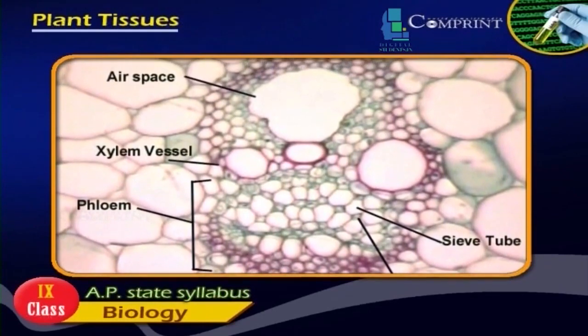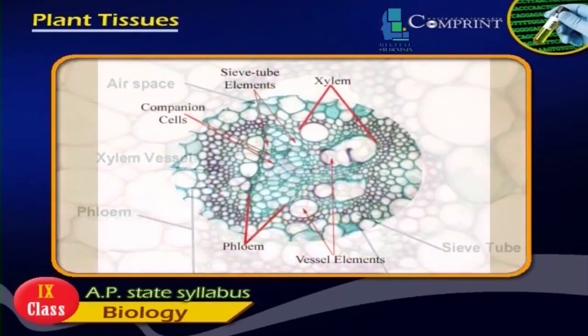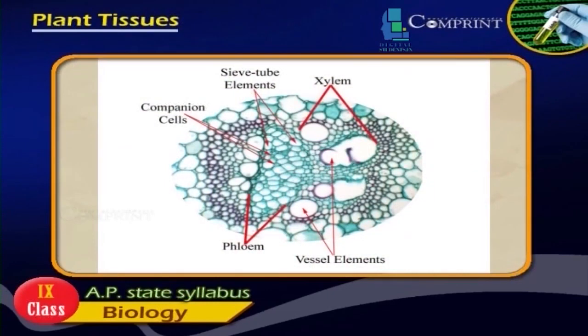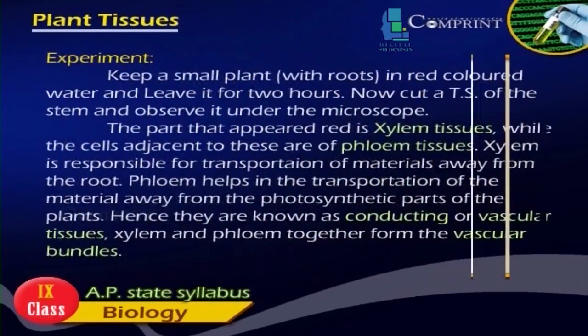Xylem is responsible for transportation of materials away from the root. Phloem helps in the transportation of the material away from the photosynthetic parts of the plants. Hence, they are known as conducting or vascular tissues. Xylem and phloem together form the vascular bundles.